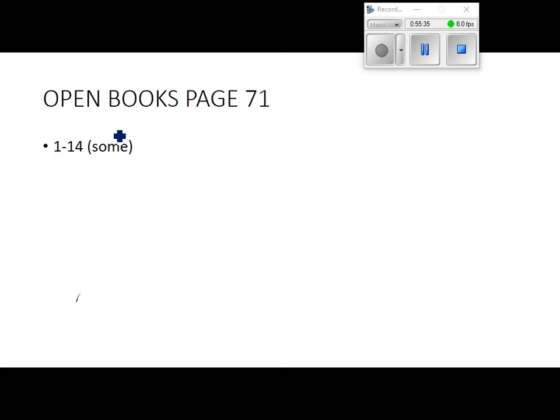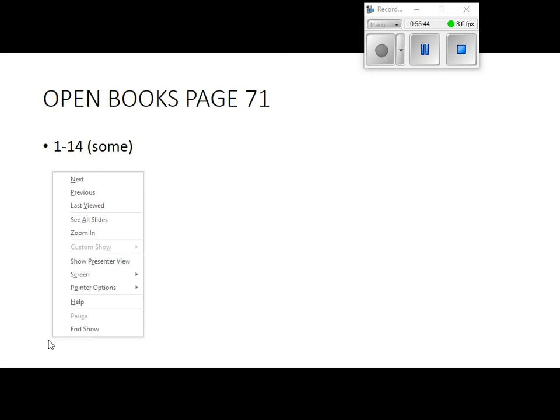Open up your books, page 71. Gwen, you ready for this? Because now everybody's going to have to answer questions. This is Allie's favorite time.